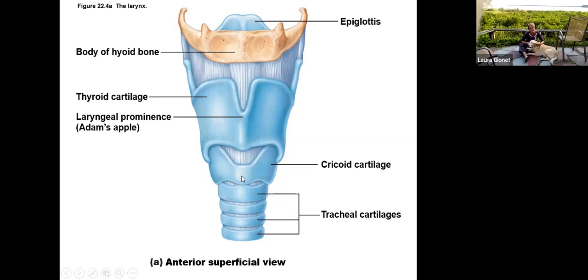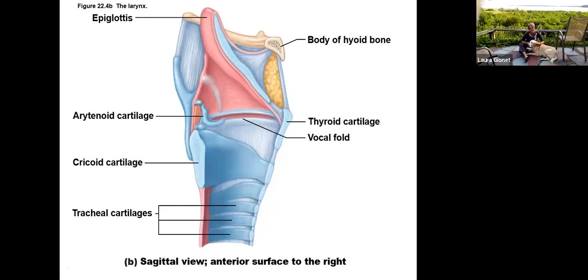When we look from the backside, we're going to take a sagittal cut and look at it. It's rather broad in the back. And then we have the trachea, which is composed of these tracheal cartilage rings. If we look at that sagittal view, we can see the vocal folds, and we can see the arytenoid cartilage. See, it kind of looks like a horn. They would be 1 on each side. They place tension on the vocal cords to change the pitch of your voice.